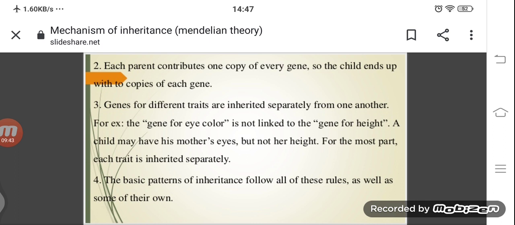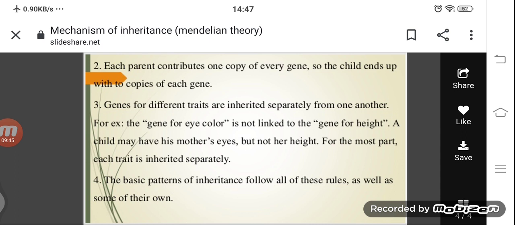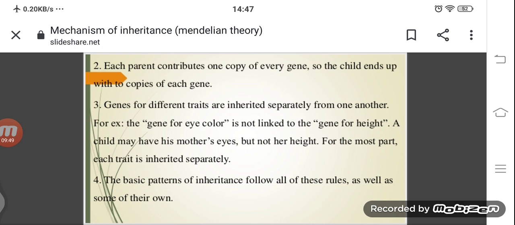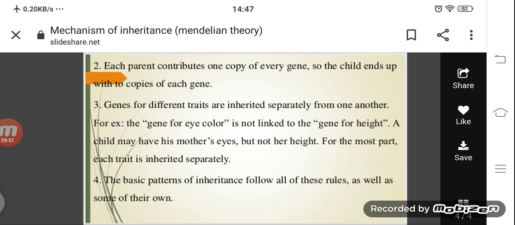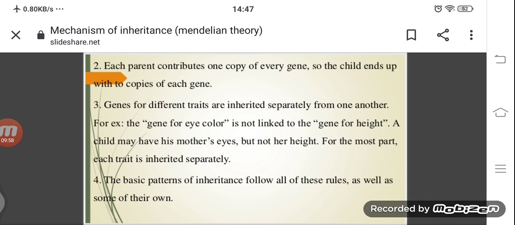For example, height-related genes participate only in height, and weight-related genes participate only in weight, and color genes only in color. Different conditions are maintained by each and every character. So for example, the gene for eye color is not linked to the gene for height. A child may have his mother's eyes but not her height.